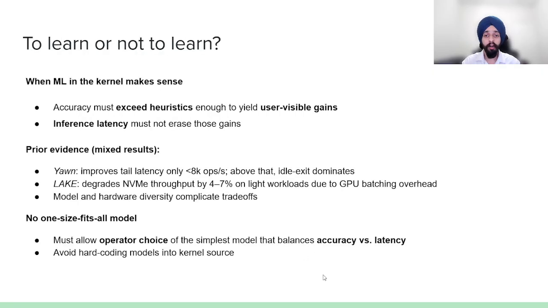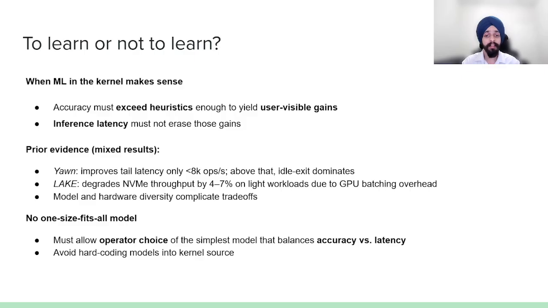Of course, not every problem calls for ML. For ML inside the kernel to make sense, two conditions must hold. Accuracy must significantly exceed heuristics to produce user-visible gains, and inference latency must be small enough that these gains are not erased. Past systems show mixed results. Yawn, for example, improved tail latency only under low request rates. Lake degraded NVMe throughput by 47% on light workloads because GPU batching overhead outweighed the benefits.